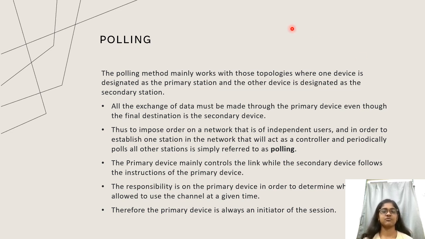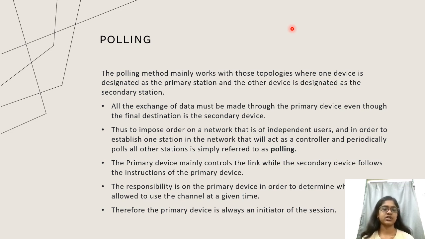In polling, one device is the boss, and all the other devices are considered secondary devices and they follow the boss's lead. The primary device first checks with each secondary device and asks them if they have any data to send. And this checking process is called the poll function.